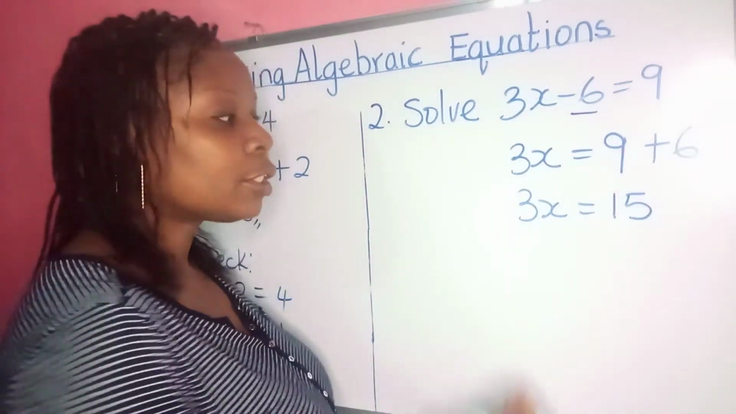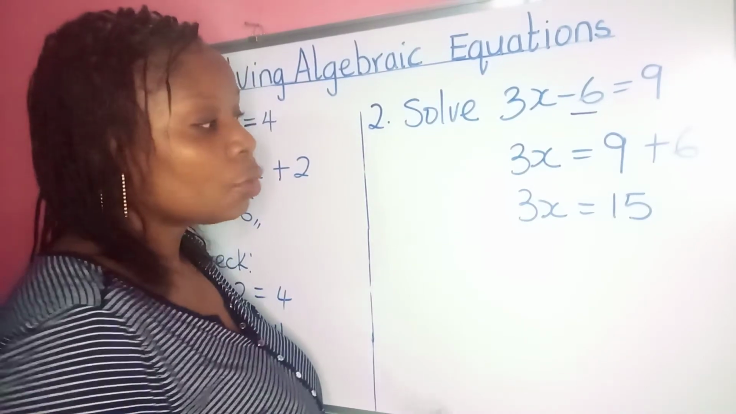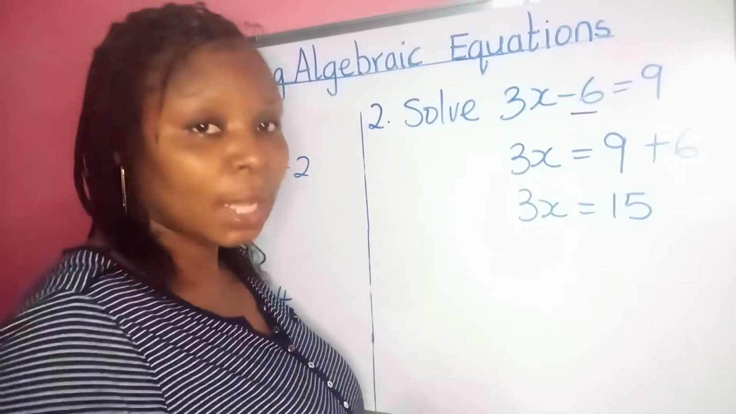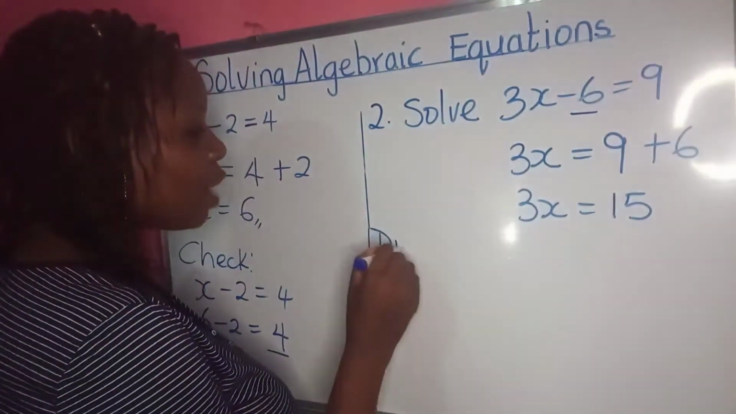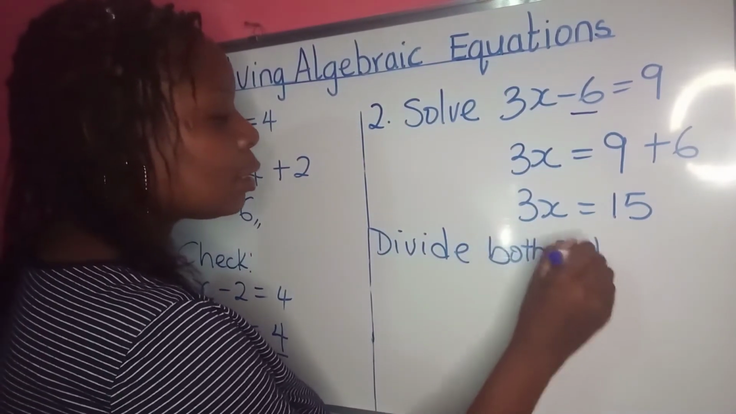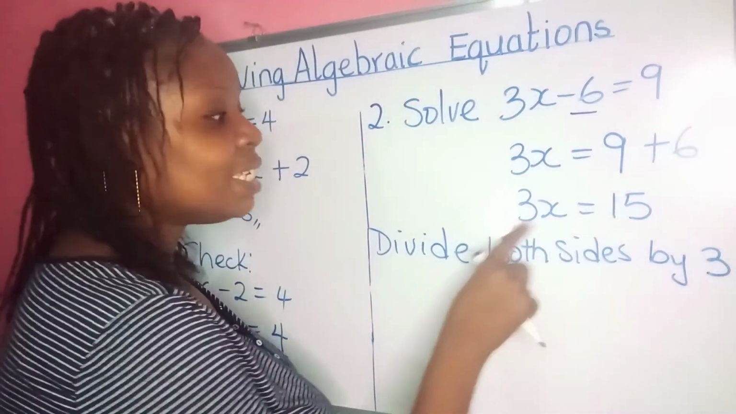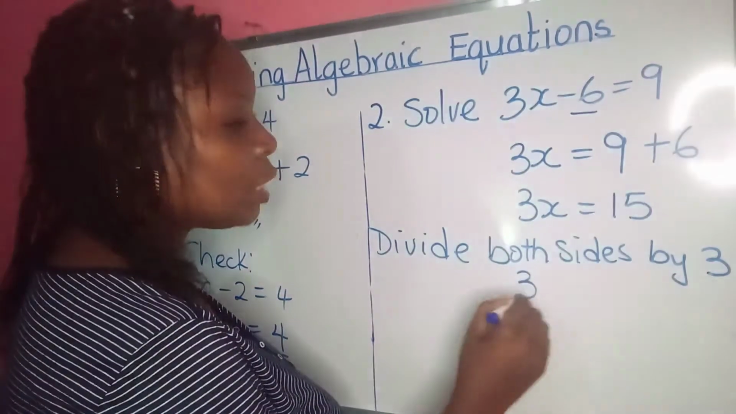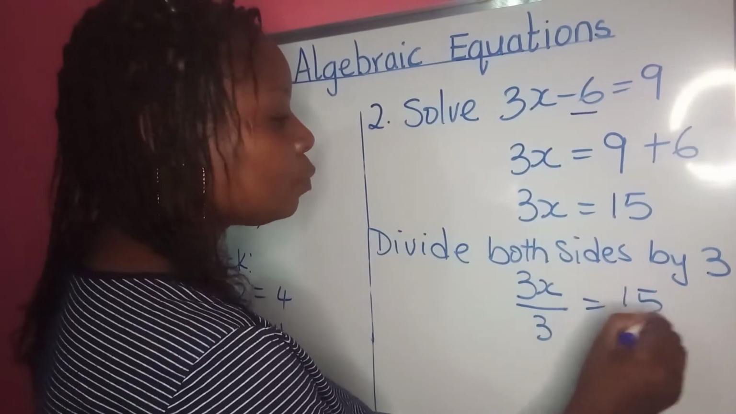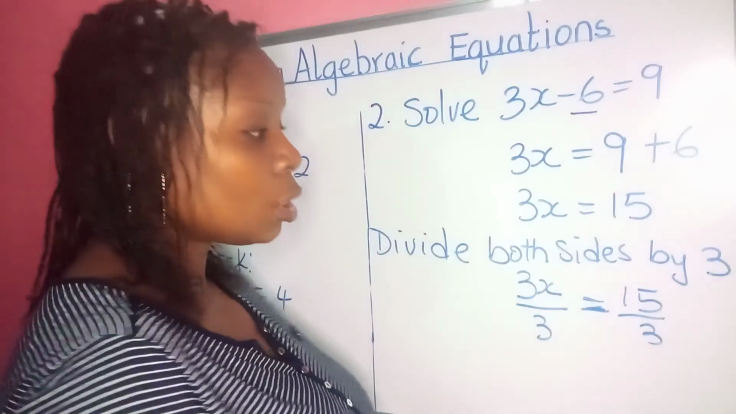Okay, the next thing we do is look for a way to remove this 3 because our unknown has to be alone. Okay, so since this 3 is multiplying x, we use division to remove that 3. So we simply say divide both sides by 3 so that we can negate the multiplication. So if we do that, this is going to be 3x all over 3 equals 15 all over 3. Remember, whatever you do to the left hand side, you do the same to the right hand side.